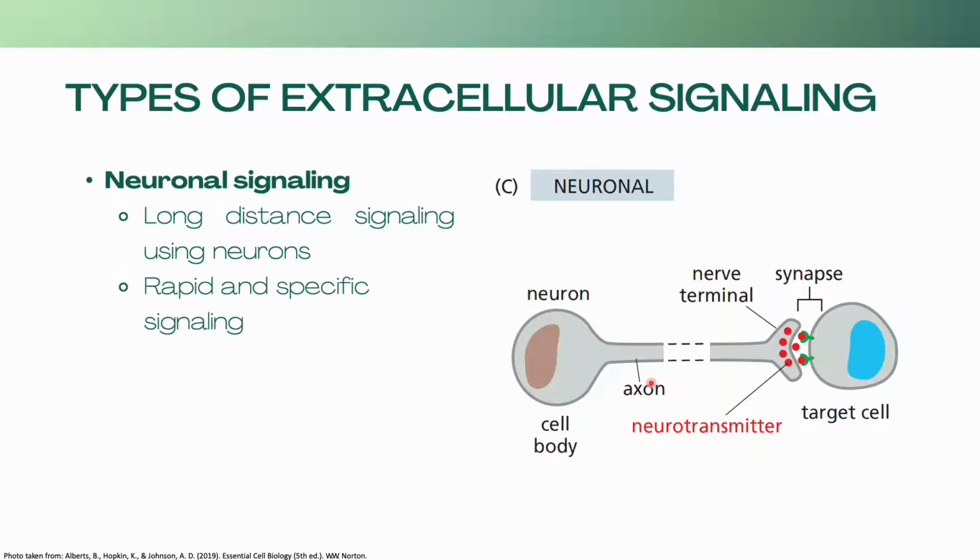While signaling in the endocrine system can have a broad range of target cells, neuronal signaling is more rapid and specific. This is because the signaling involves direct communication between one neuron and one target cell. In between these two cells, there is a gap called a synapse, and this is where the extracellular signal, in this case called a neurotransmitter, passes through.